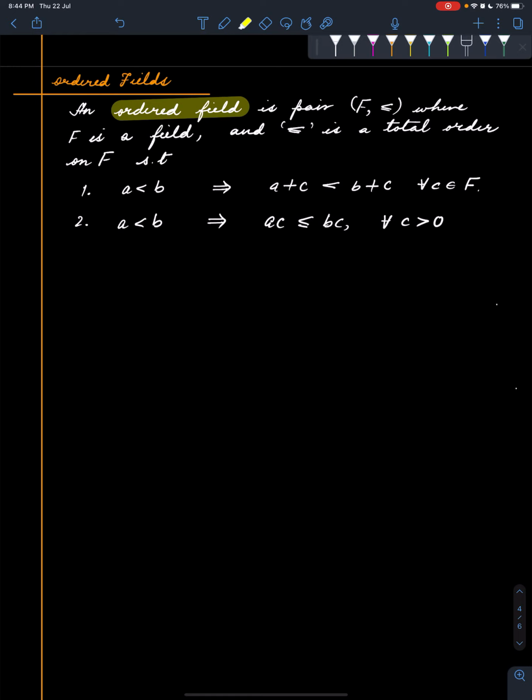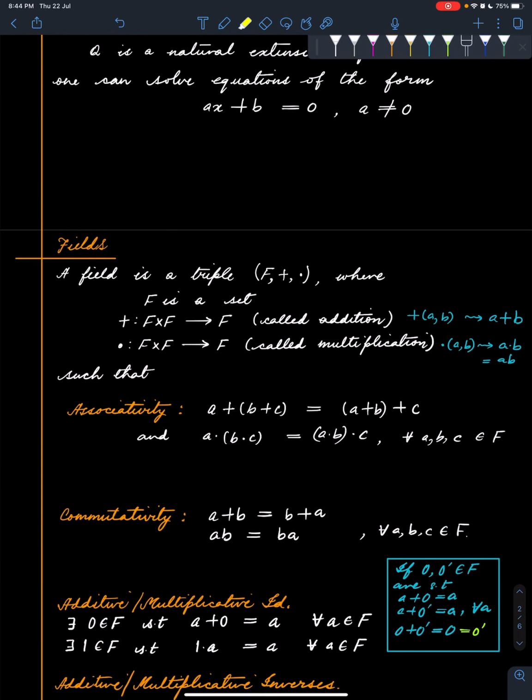I should have highlighted my definitions earlier. Did I do that? I did not.